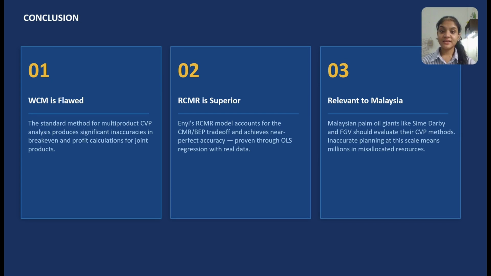In conclusion, NE 2019 has made a compelling case that the current standard method for joint product profit planning is flawed and that a better alternative exists. For Malaysia's palm oil industry and beyond, adopting more accurate CVP tools like the RCMR could mean the difference between sound financial decisions and costly miscalculations.